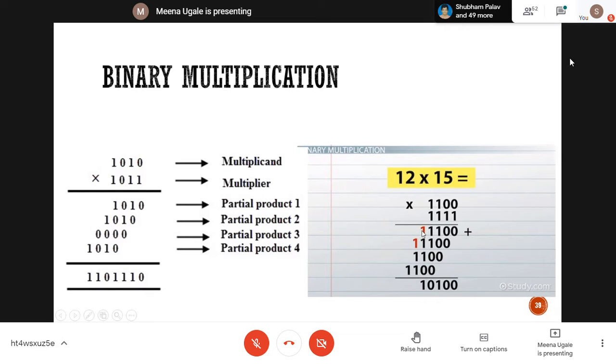This red color one is written as a carry generated in the addition part. Otherwise, my numbers are 1010 only. So these are 4-bit multiplications, so my 4 partial products are generated here. I will add it up considering my addition rules, and then the final answer I will get like this.